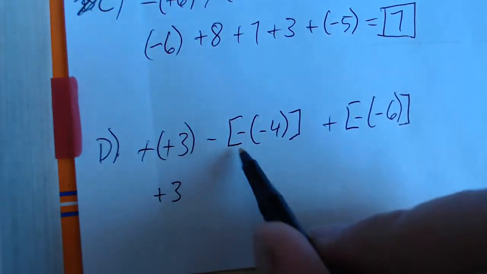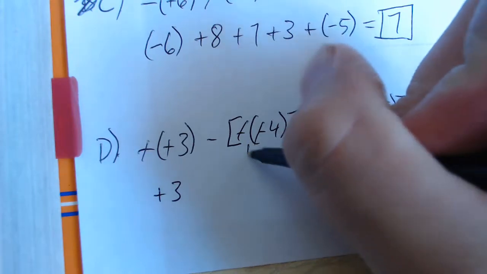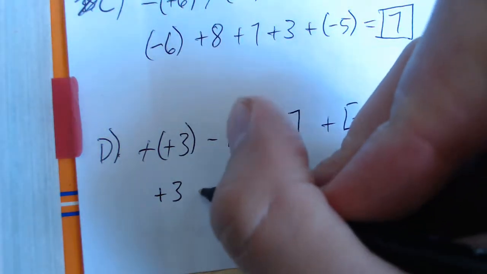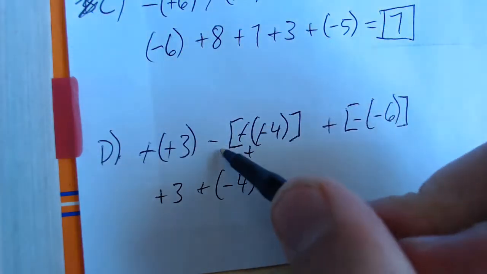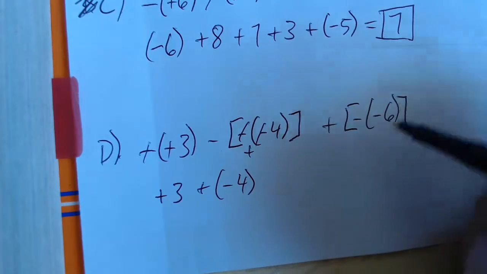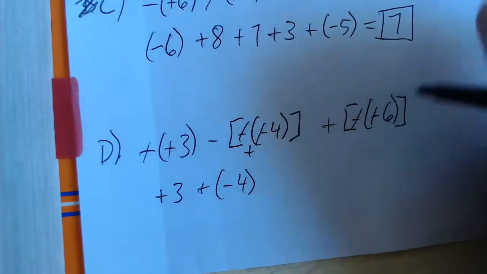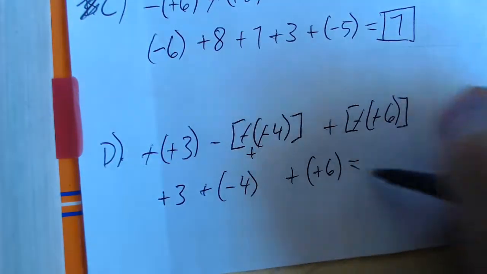Now the next one, we have 1, 2, we have 3 negatives. So we can only cancel out two of them to make one positive, and then a positive and a negative makes a negative. So then we have plus 3 plus negative 4, because there's still one left over. Then we have plus negative negative 6. Those cancel, making a positive, so then it's just plus positive 6.